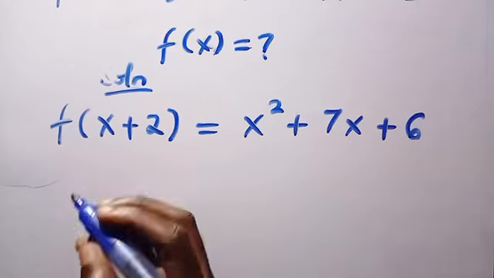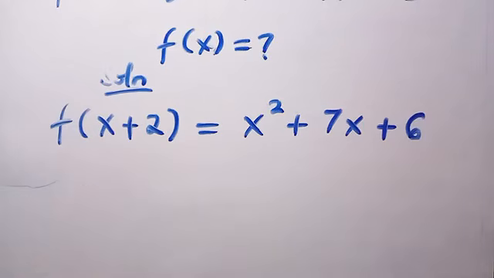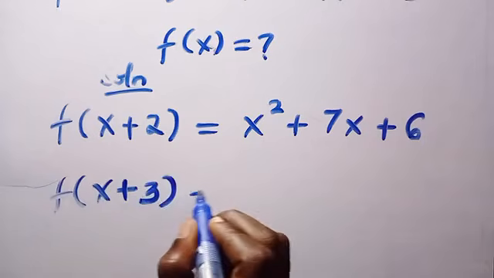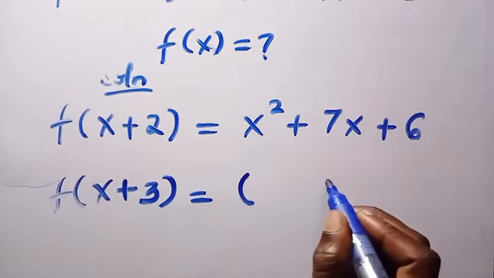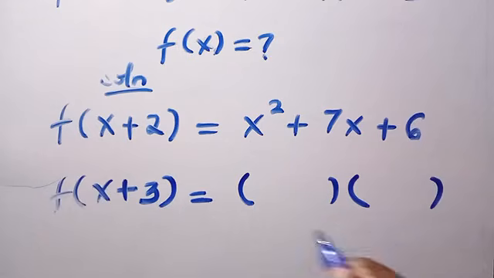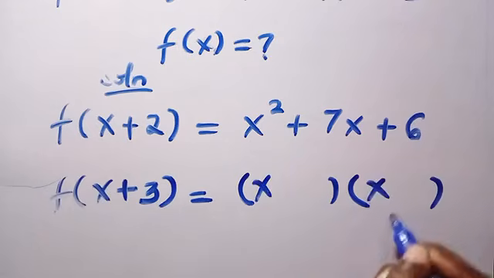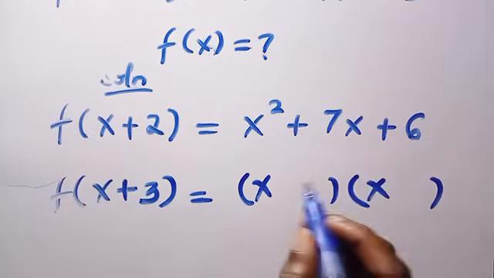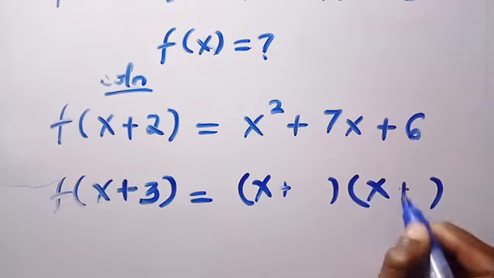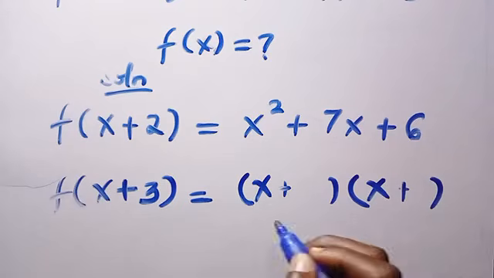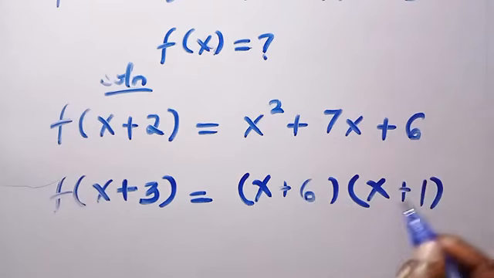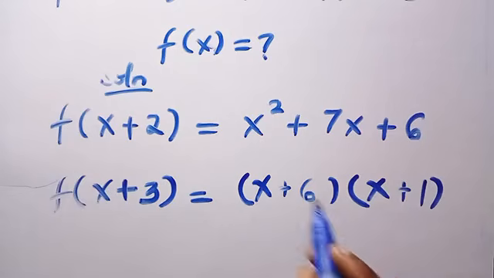So here we are going to have f of x plus 3 equals, we are going to create two brackets. Here we have x, and this is also x. This is plus, this is plus. Both of these take plus. And since we have 6 and 1, we distribute it as this is 6 and this is 1. If we expand this out, we are going to get x squared plus 7x plus 6.